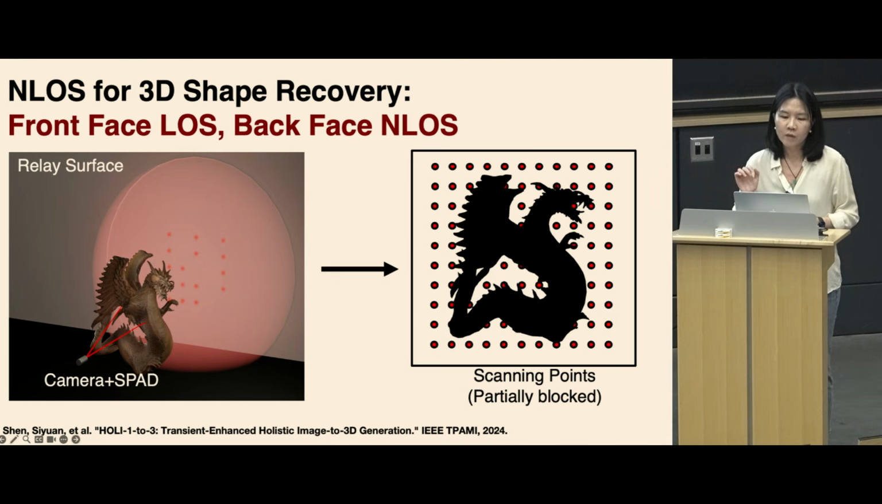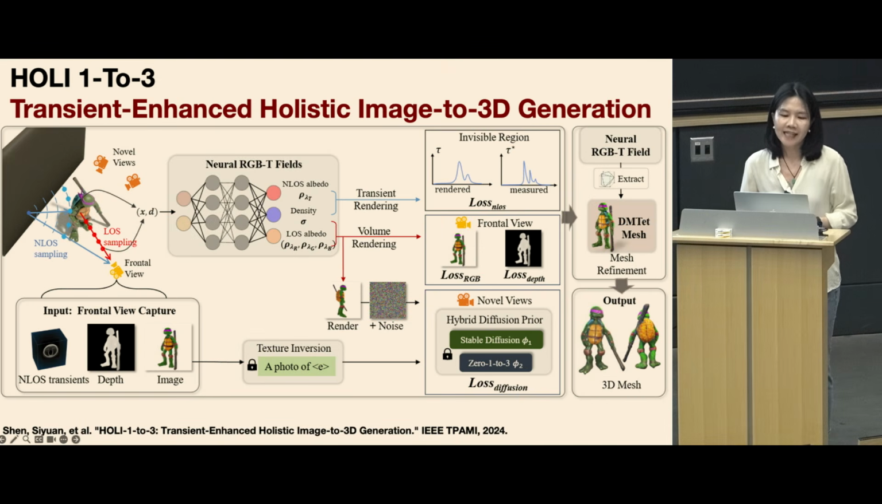So the final sparse non-line-of-sight scenario is the holistic 3D shape recovery. Imagine we scan a 3D object, the front with the ToF and the back face with the non-line-of-sight transient. As the object itself blocks many scanning points, the non-line-of-sight measurements would be inherently sparse and irregular. So we instead use the front scan as priors to guide the back face reconstruction. We call this framework Holi123.